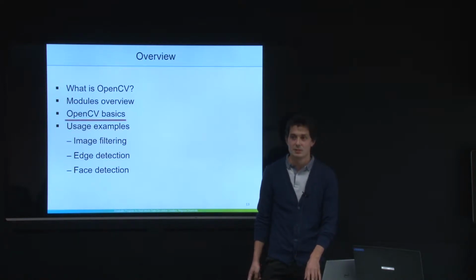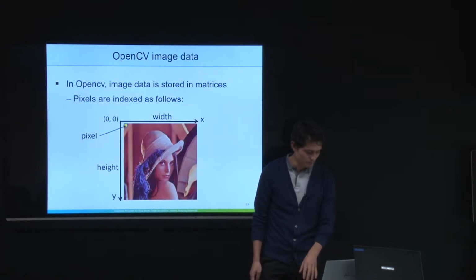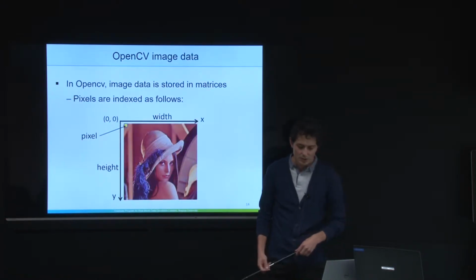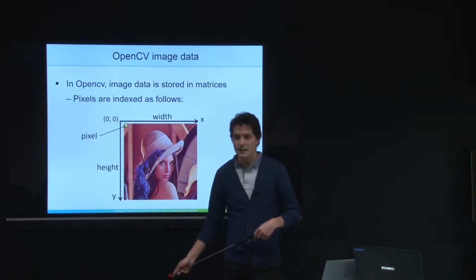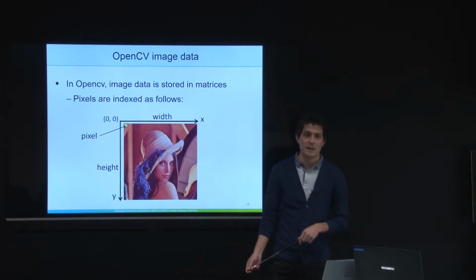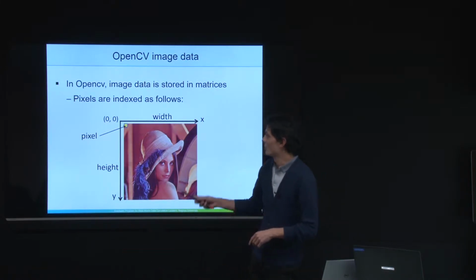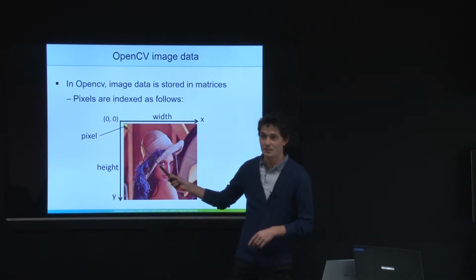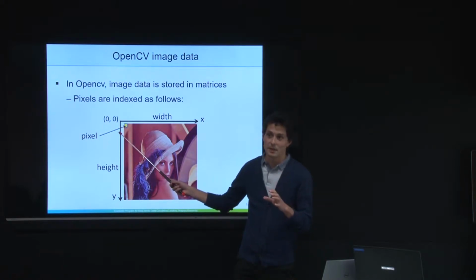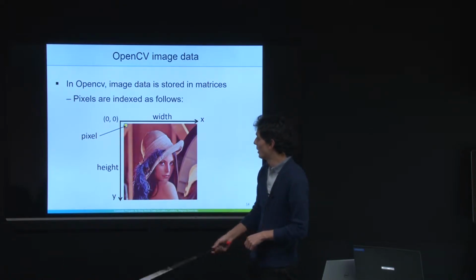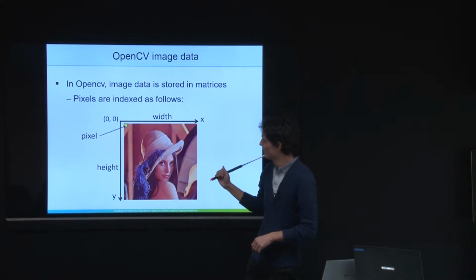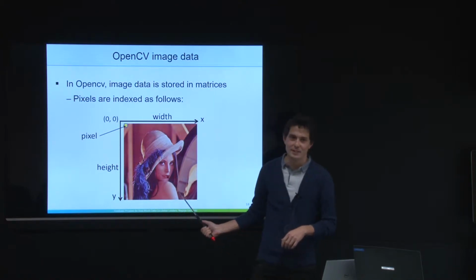We'll just go into some of the basics of how OpenCV loads images and so on. So in OpenCV, an image is converted into a matrix, and it's indexed so that the top left-hand corner is the 0, 0 index of the matrix. Okay, height is y, width is x. Now you see this image a lot with OpenCV.